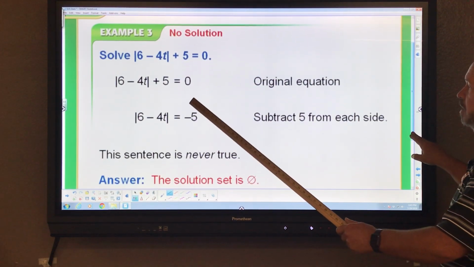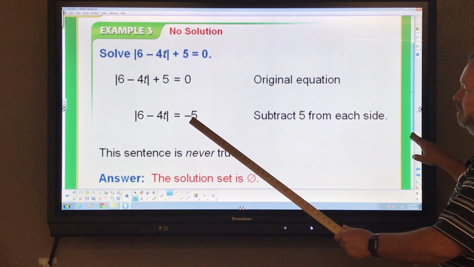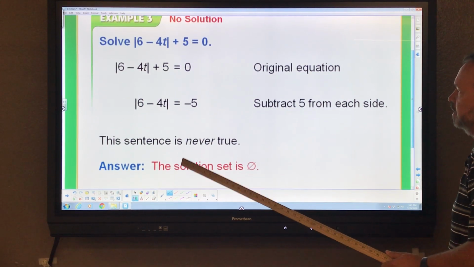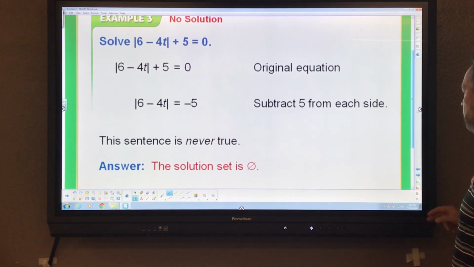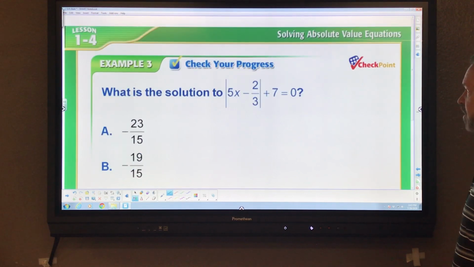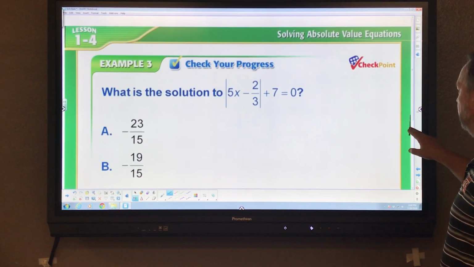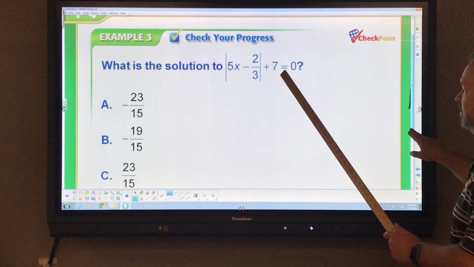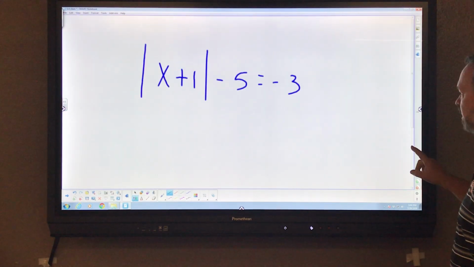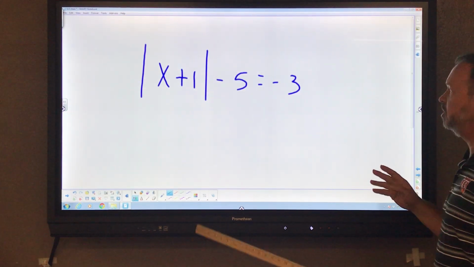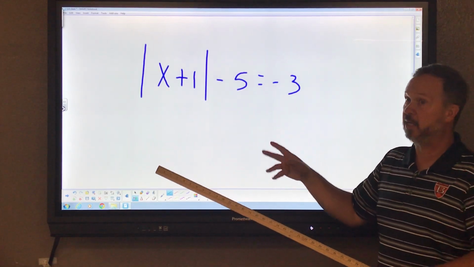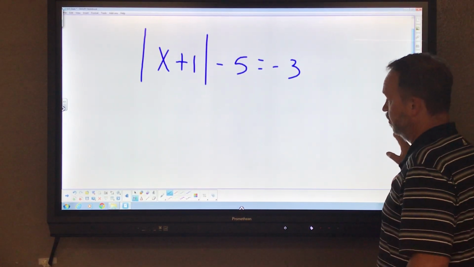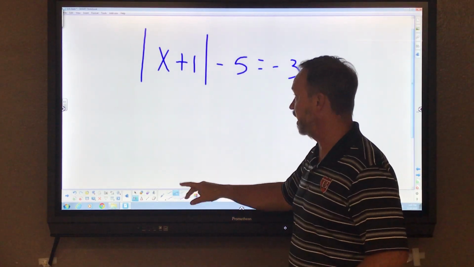Now, they did the work like I did, and then they said, this sentence is never true. It doesn't work. It can't work. It's not possible. You can't do that. If we do this one, you subtract 7 from both sides. Now, watch out. I don't want you to get confused, because then you get to thinking all of them written that way are going to be empty set. Not necessarily, because things can happen to us, like this one right here.